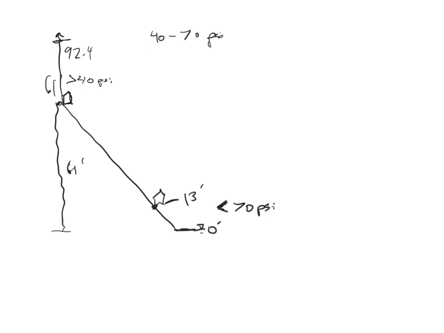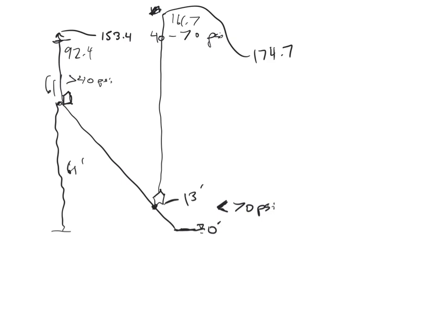This lower house is 13 feet of elevation. 70 psi converted to pressure head is 161.7. So from here, we go up 161.7. If I add to that 161.7 the 13 that I started at, I get 174.7. And then over here, if we add the 92.4 to the 61, we get 153.4.